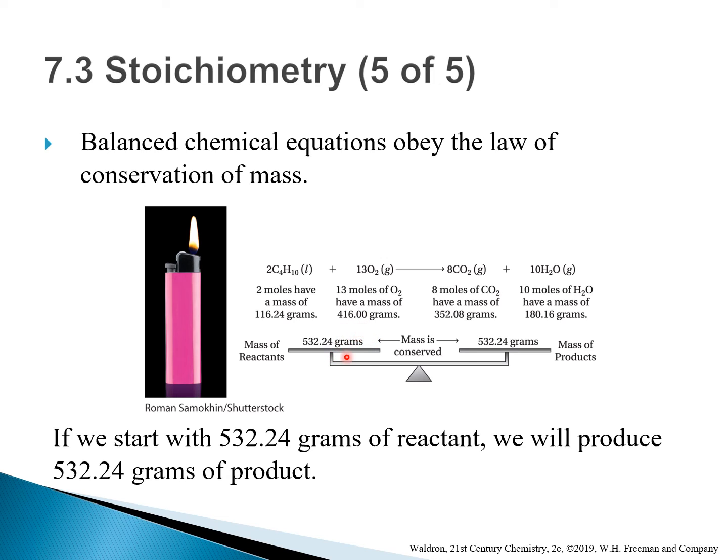The total masses of all reactants and products are calculated below. If we start with 532.24 grams of reactant, and we will produce 534.24 grams of products, we can see that there's no mass gained or lost during the chemical reaction. This must be true because our balanced chemical reaction has equal numbers of each type of atoms on each side. Therefore, mass is conserved and the law of conservation of mass is obeyed.